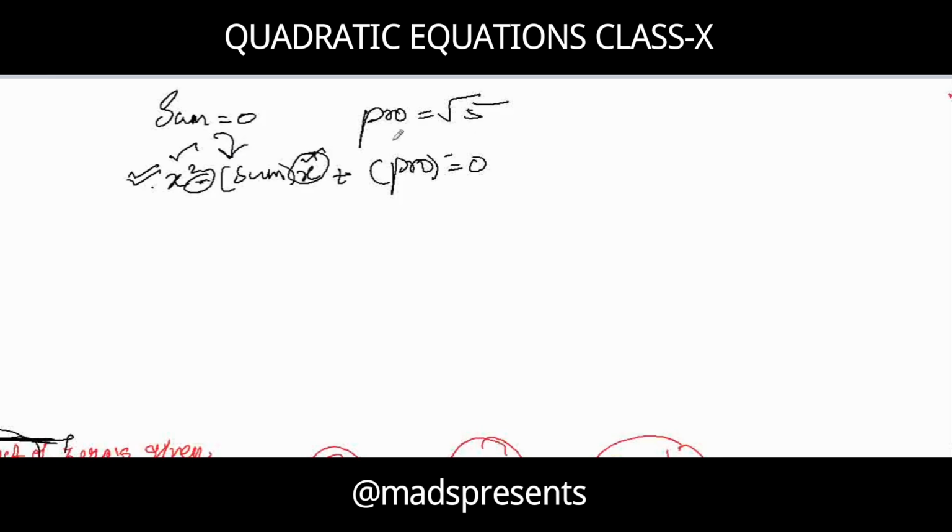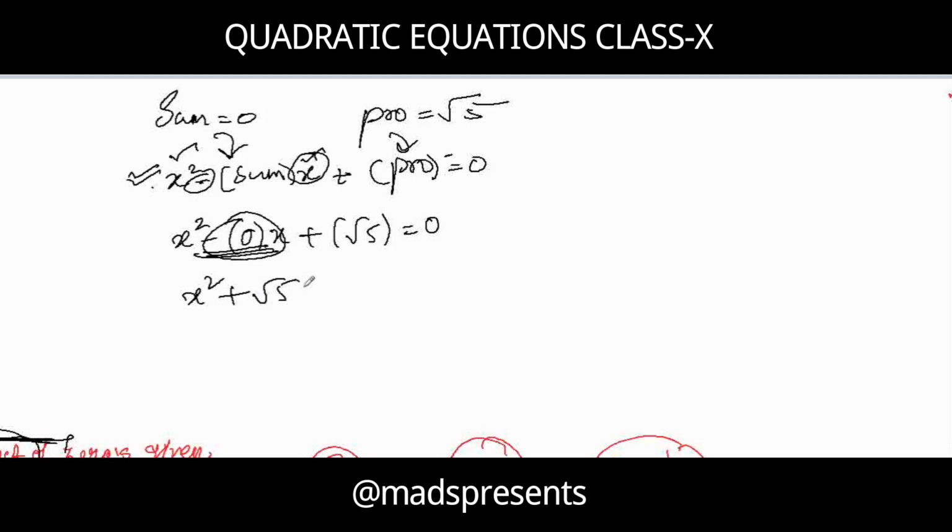Then what is the sum, what is the product given in the question already? x square minus sum, which is 0, plus product, root 5, is equal to 0. So x square minus 0 into x will be 0. I'm ignoring this part, plus root 5 is equal to 0. So this is a quadratic equation. Sir, is it a quadratic equation? Yes, in our first class I explained, yes, it is a quadratic equation.